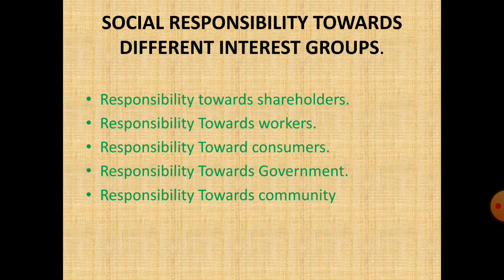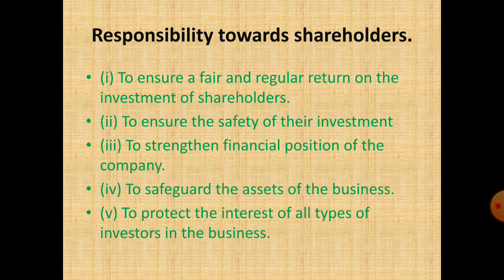So the first one is responsibility towards the shareholders, responsibility towards the workers, responsibility towards the consumer, responsibility towards the government, responsibility towards the community. These are the points which have to be mentioned here about the different interest groups. One by one we'll be dealing with these. So the first one is responsibility towards the shareholders.